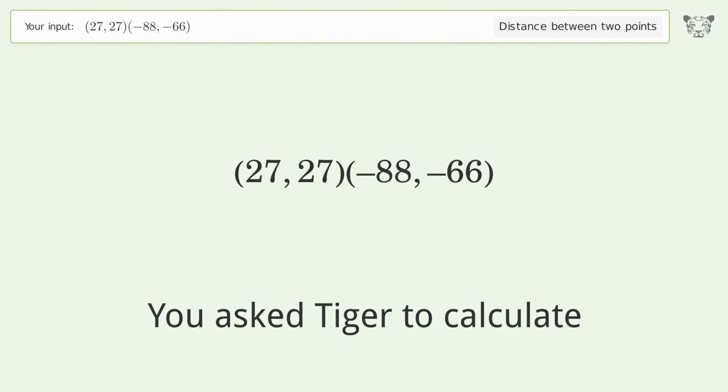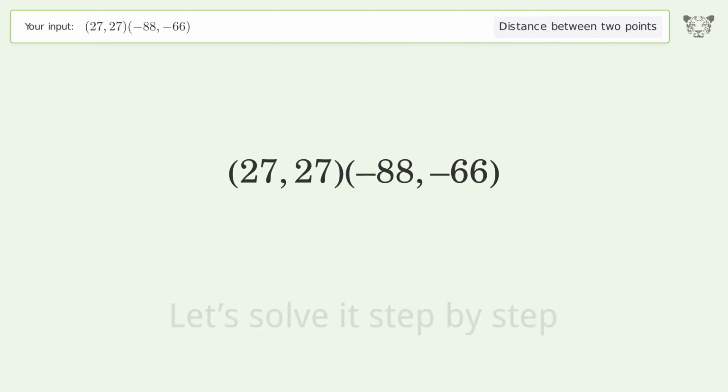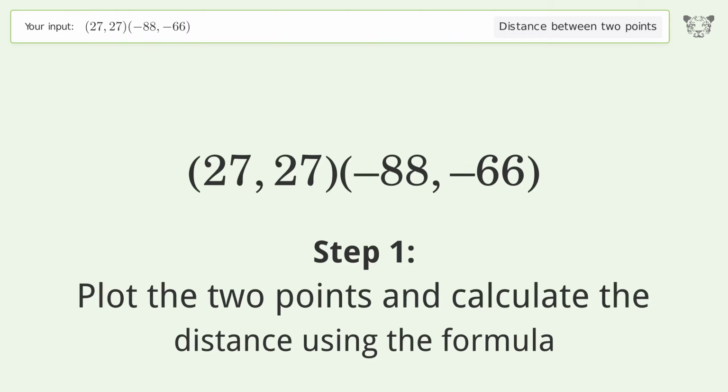You ask Tiger to calculate. This deals with the distance between 2 points. The distance between the 2 points is the square root of 21,874 or 147.899. Let's solve it step by step. Plot the 2 points and calculate the distance using the formula.